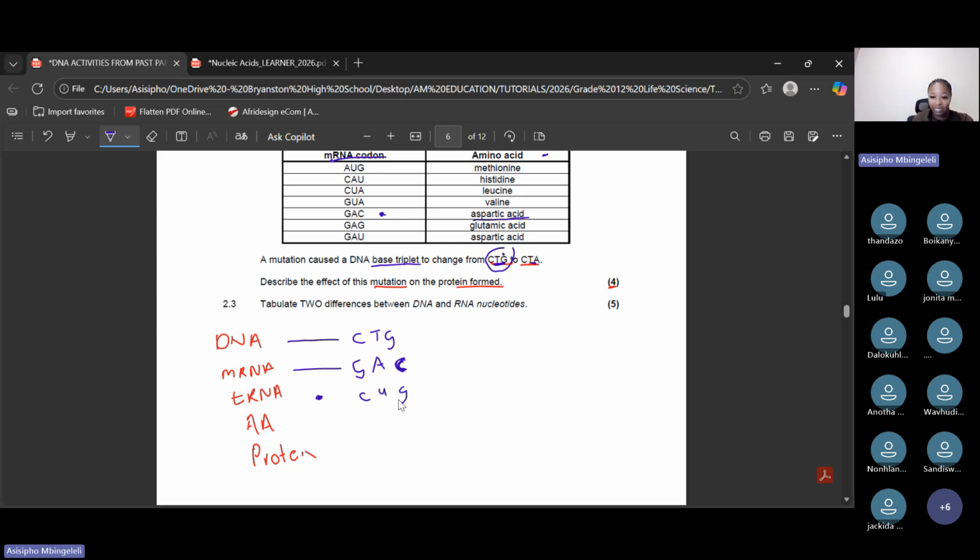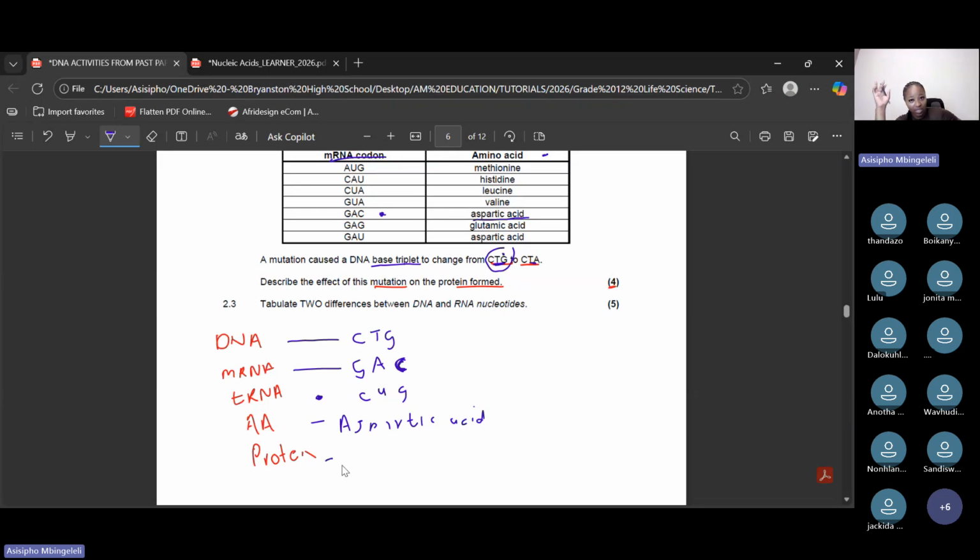What is the amino acid that we got? It is aspartic acid. A, S, P, A, R, T, I, C, acid. Okay, now obviously we don't know the name of the protein that is formed, and it doesn't really matter in this case. It's not going to change anything about our answer.